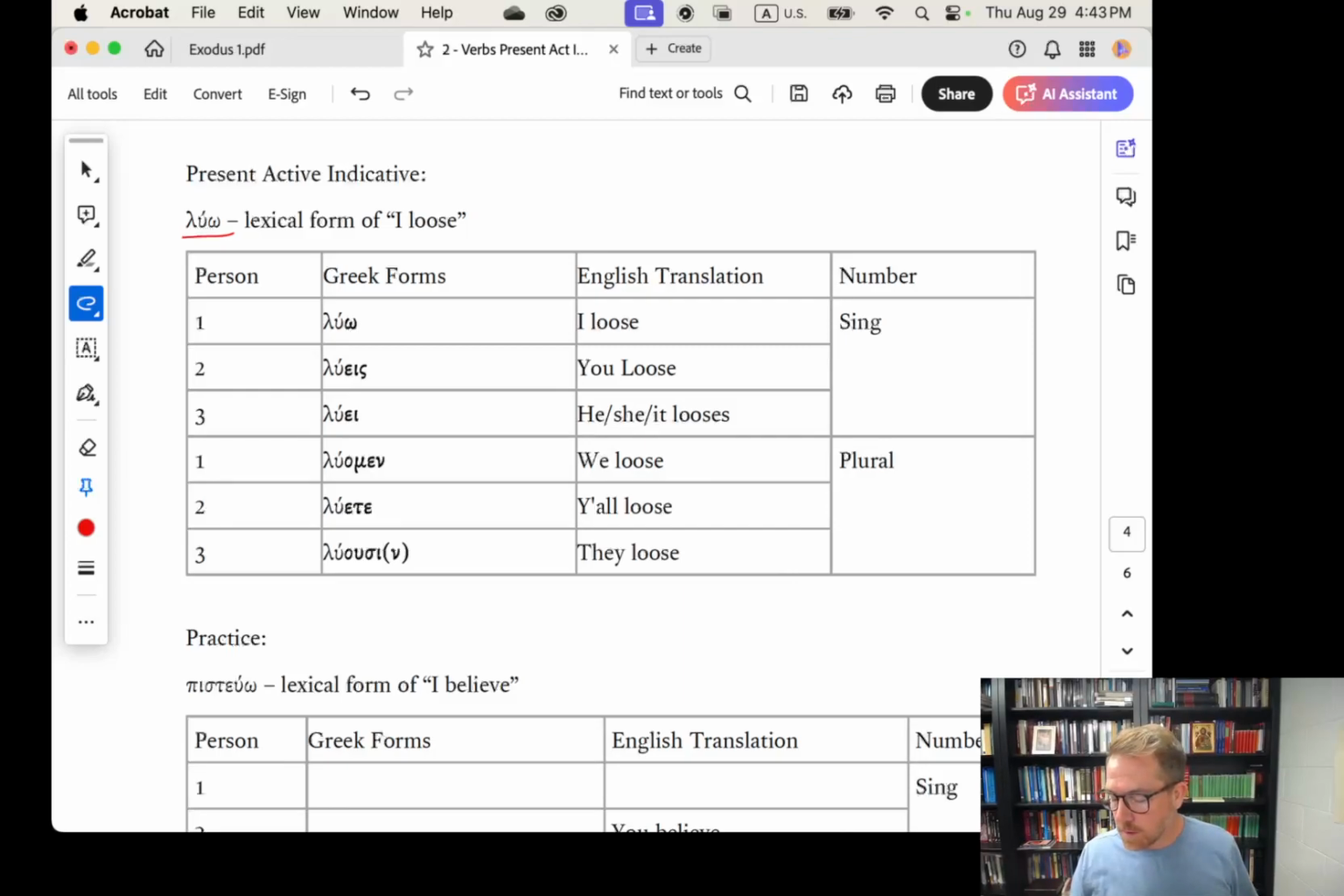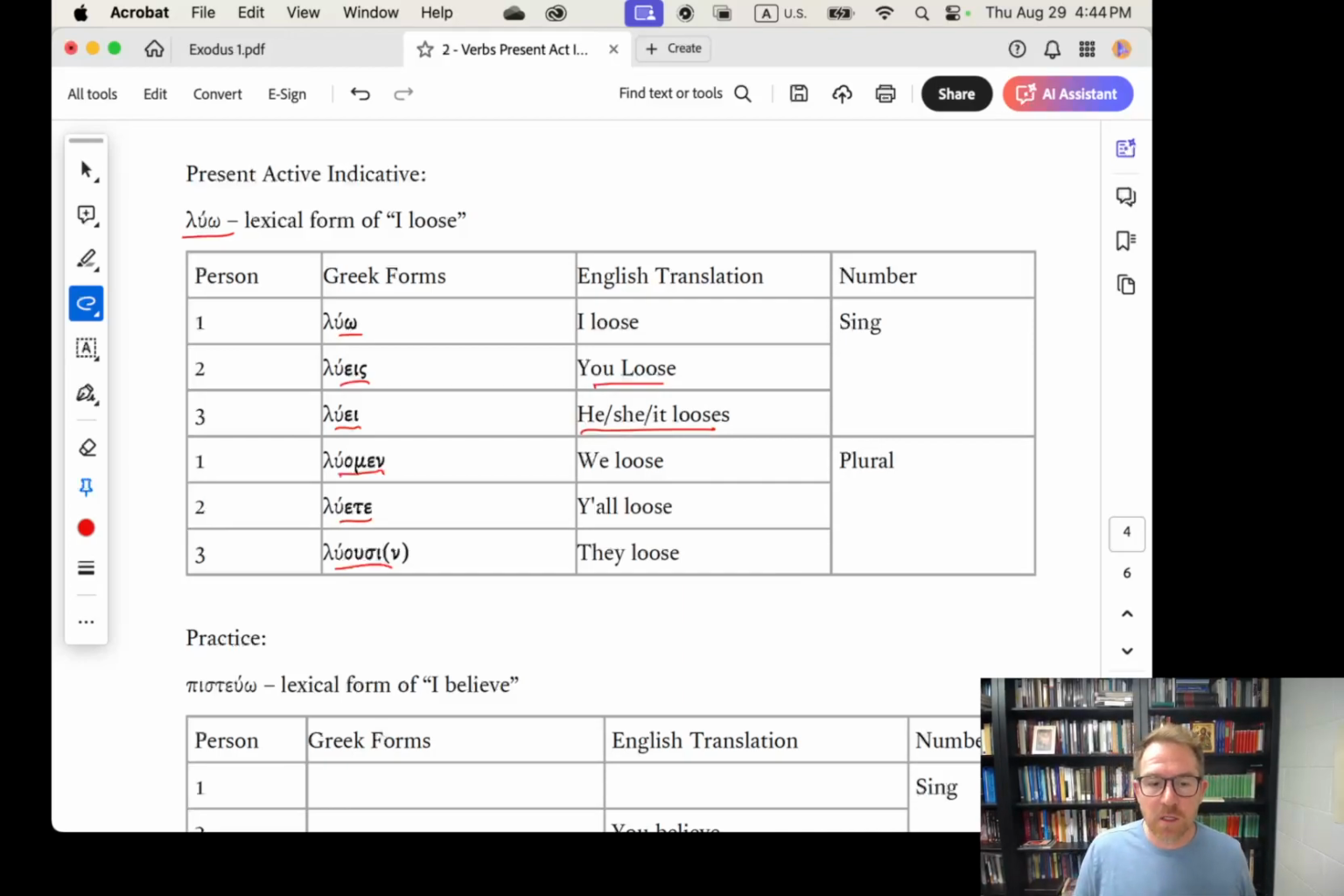Luo, I loose. You loose, second person singular, lu-ace. Third person singular, he, she, it looses, lu-a. First person plural, lu-amen, we loose. Second person plural, lu-ete, y'all loose. Third person, lu-usi or lu-usin, they loose. So this is the present active indicative.